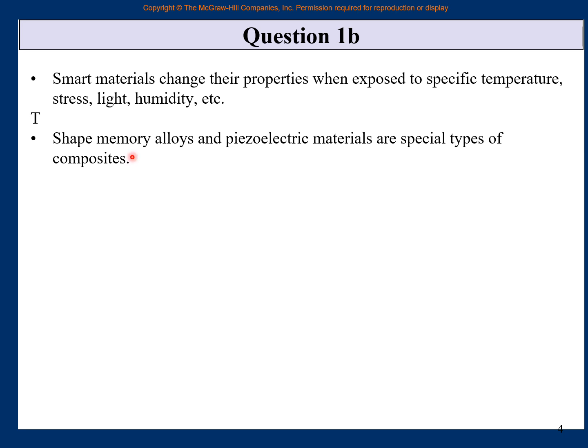Shape memory alloys and piezoelectric materials are special types of composites. What is your answer? True or false? This is of course false, because shape memory alloys and piezoelectric materials, remember, are not composites. They are what? We just mentioned them previously. They are smart materials.